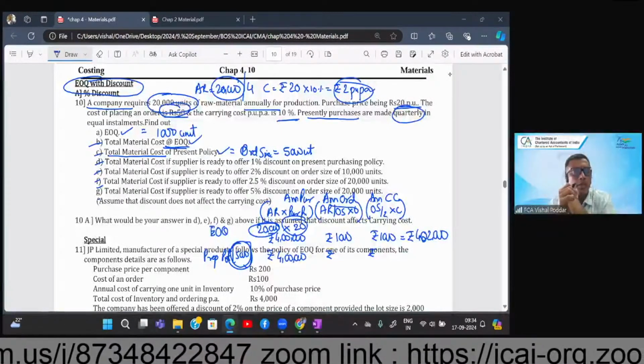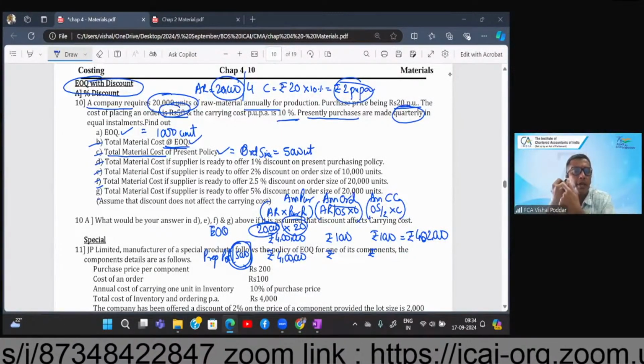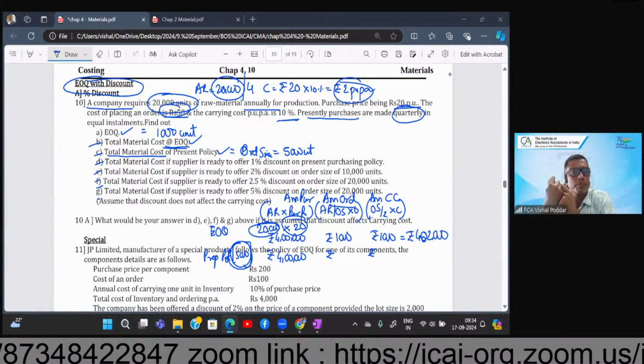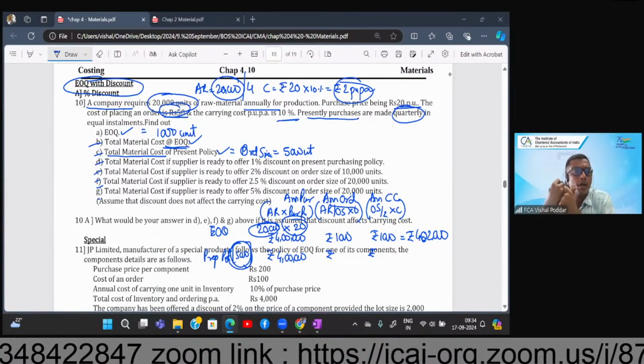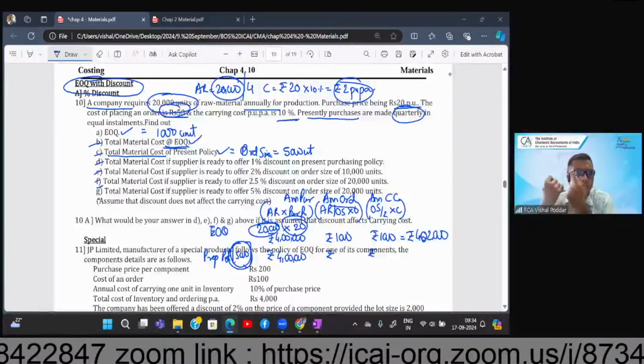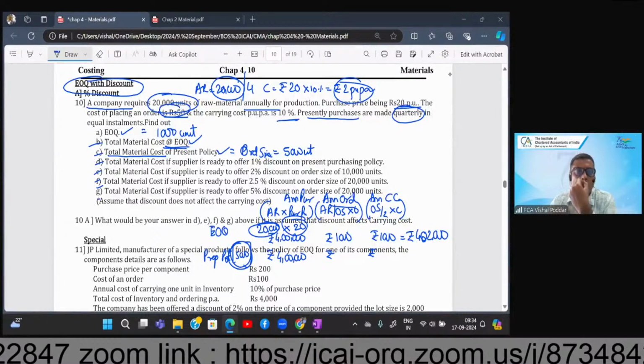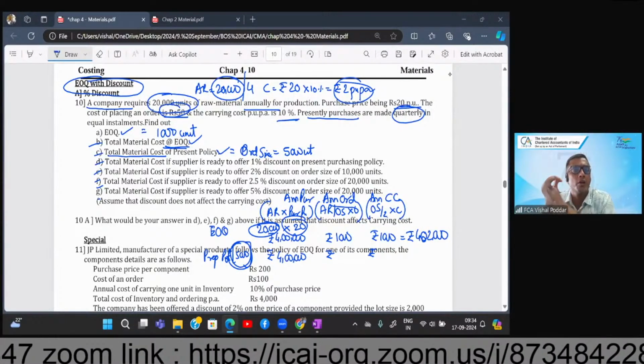Yes, Preeti, immediately after this session, I'll be uploading this PDF. PDF means I'm sure you're talking about the questions PDF. Yes. Chalo, give me the ordering cost and carrying cost.